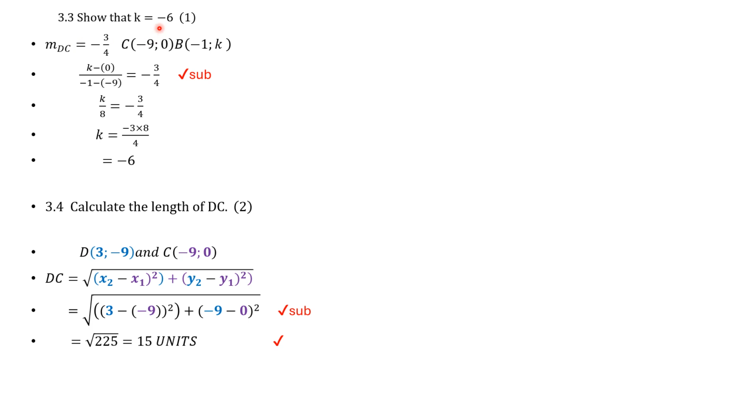3.3 says show that k equals -6. Remember, the gradient of DC was equal to -3 over 4. C and B are collinear, meaning they are on the same line as DC. So therefore I can say now (k minus 0) over (-1 minus -9) must equal -3 over 4 if I substitute. K minus 0 is K, minus 1 plus 9, 9 minus 1 gives me 8. From there, K equals negative 3 times 8 divided by 4. Negative 24 divided by 4 gives me negative 6.